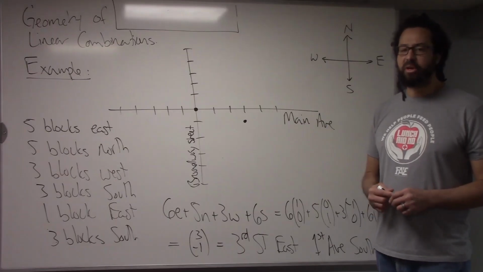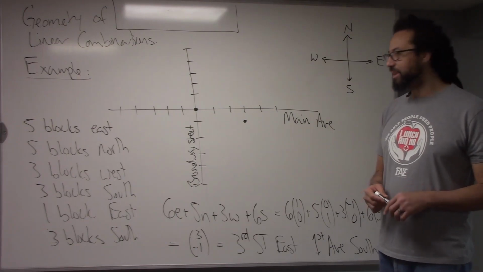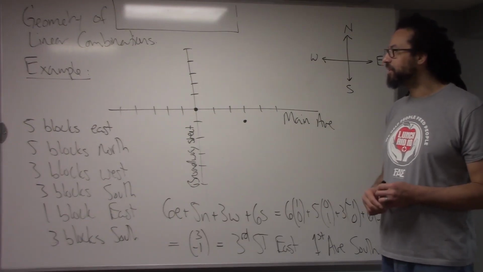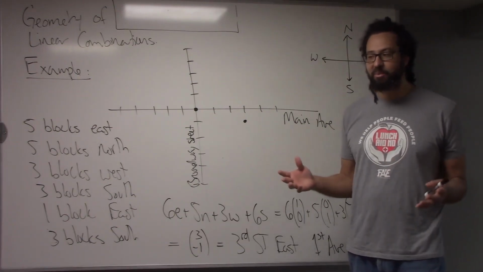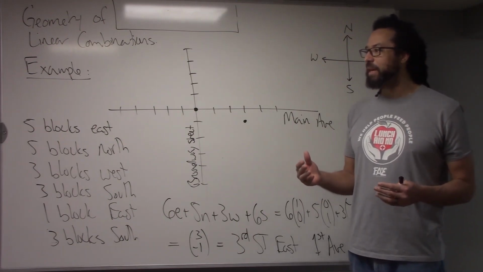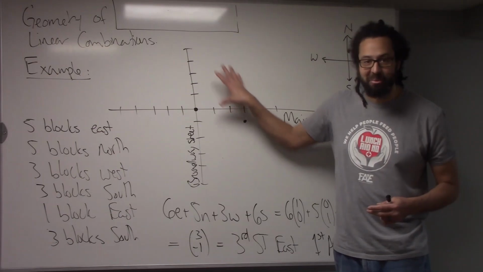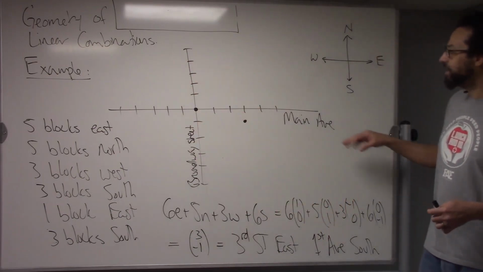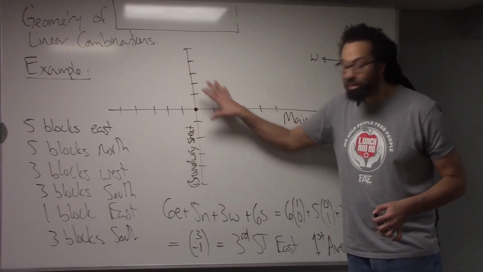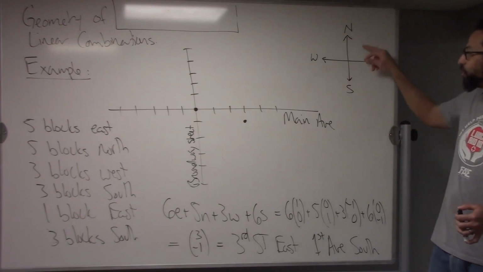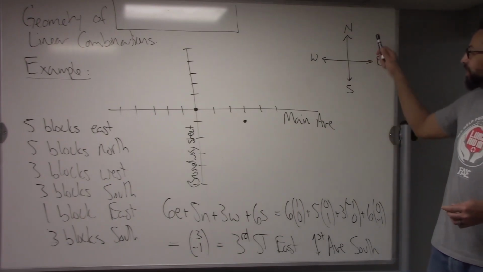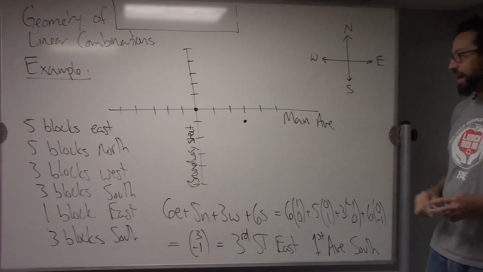In this lecture, we want to talk about the geometry of linear combinations, and the way to think about this is in terms of directions. So if you've got a two-dimensional map, like a grid, then you can navigate this map, or in real life, using these four cardinal directions: north, south, east, and west.